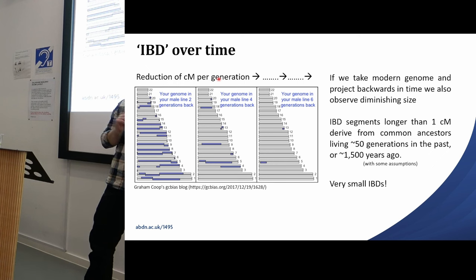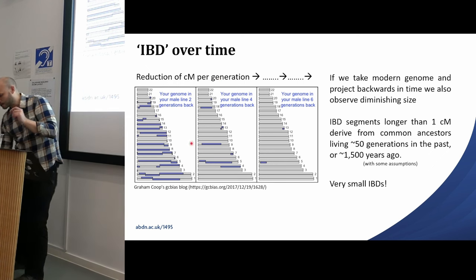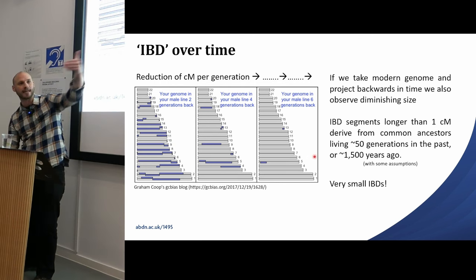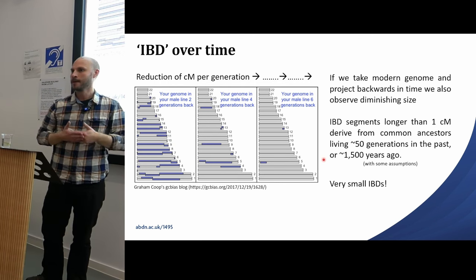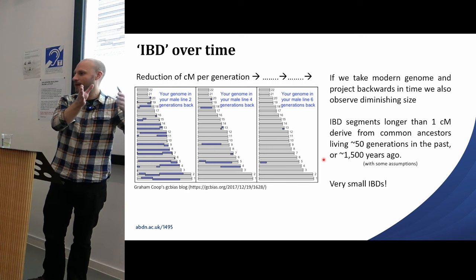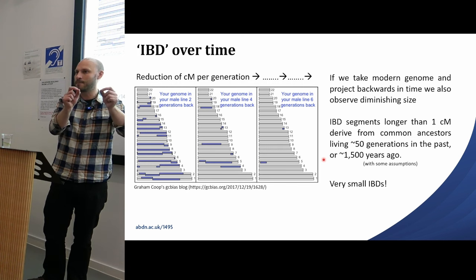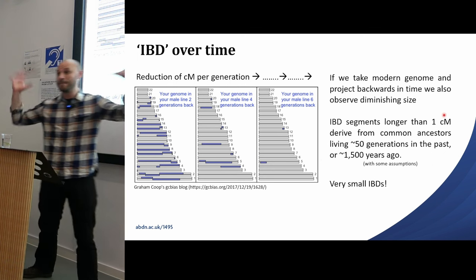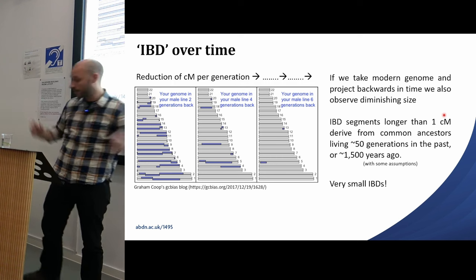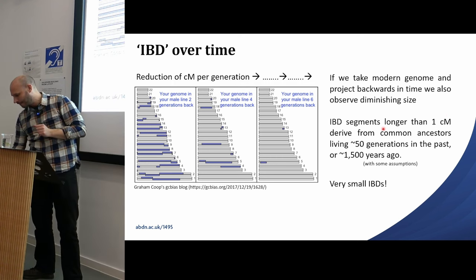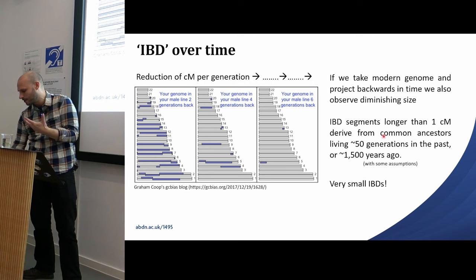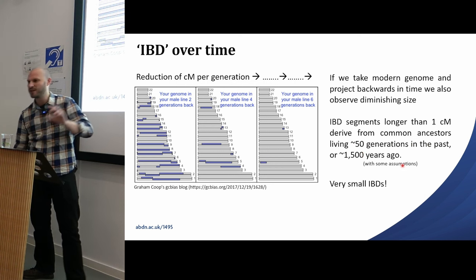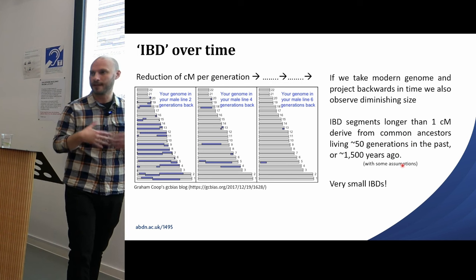And because of this genetic recombination I mentioned, these little shared chunks of chromosomes farther back in time get smaller and smaller, right? So at a certain point, we hit a limit where we can statistically detect these IBD segments across time periods. And we decided that one centimorgan, about 1 million base pairs, so it's quite a long chunk, but it's relatively small, approximately common ancestors living approximately 15 generations in the past, or about 1,500 years ago, if we make some assumptions about generation times and various things like that.